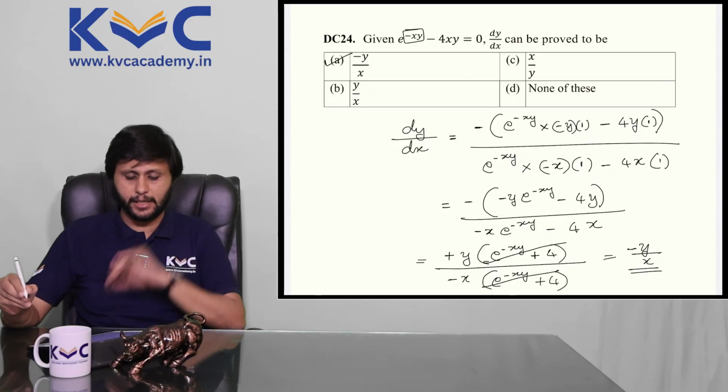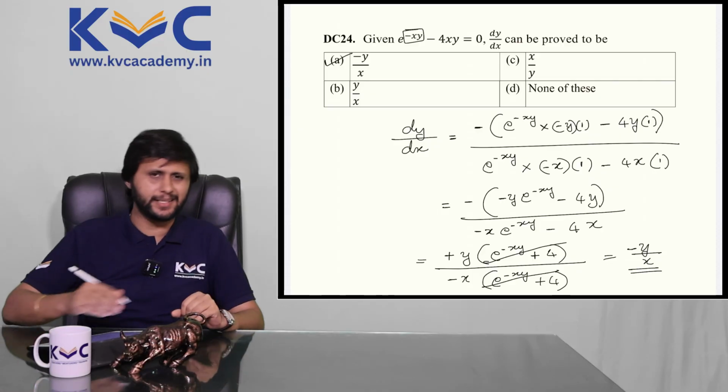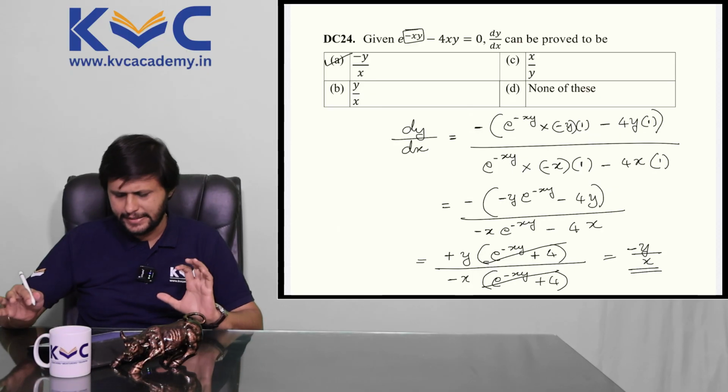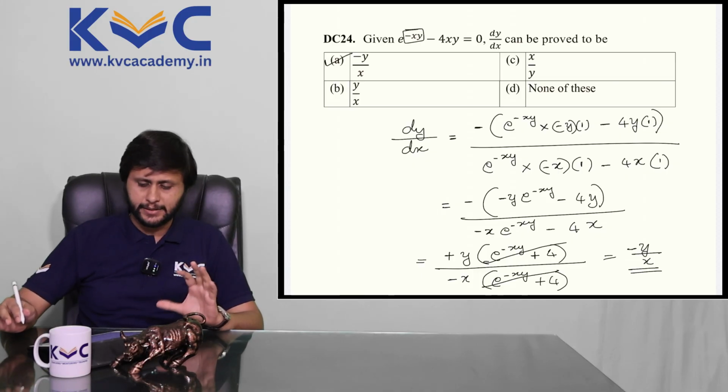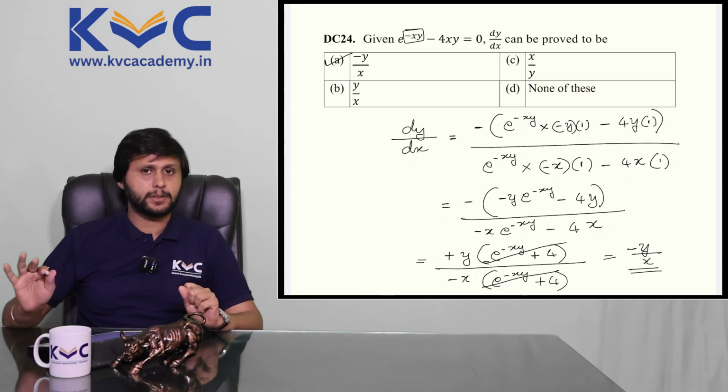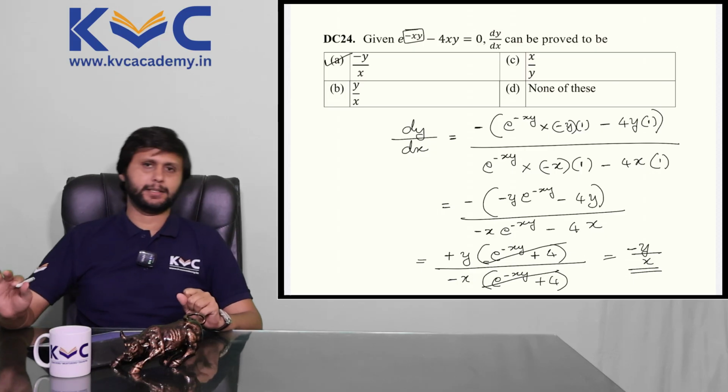Minus y by x is there in option A. If you solve it in the regular method, it goes little lengthier. This much is enough for us. Remember the rule of doing it in shortcut method.